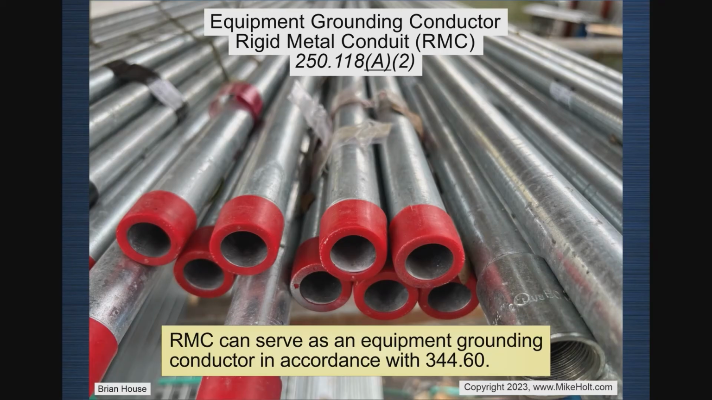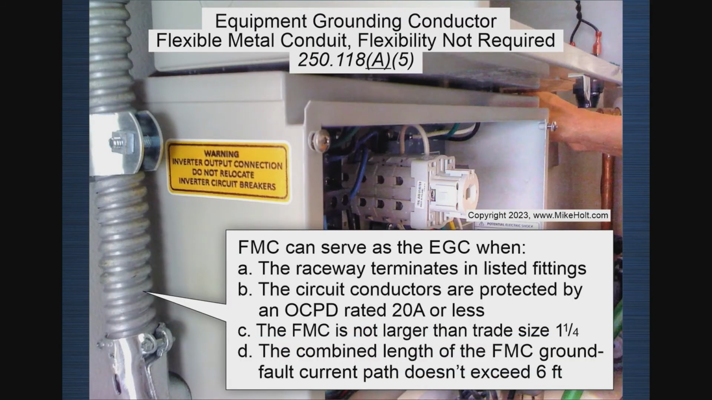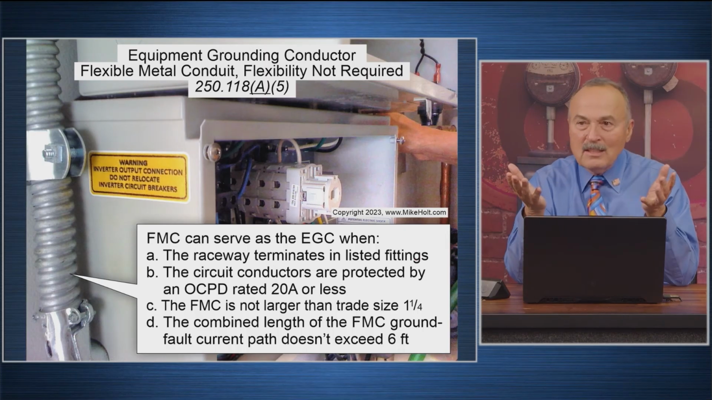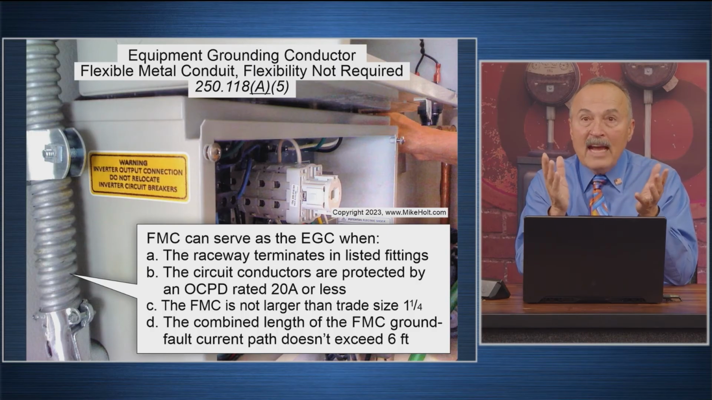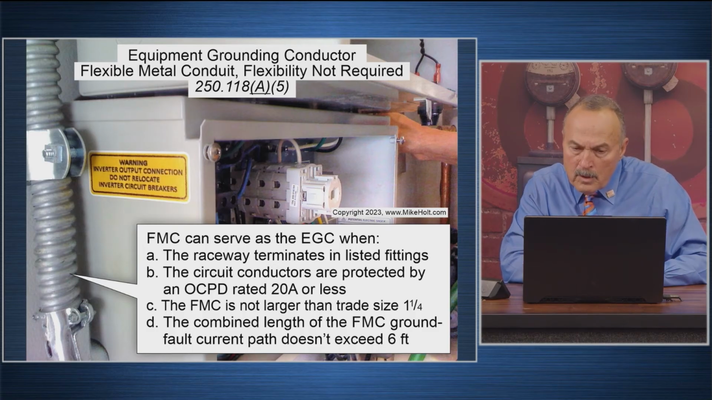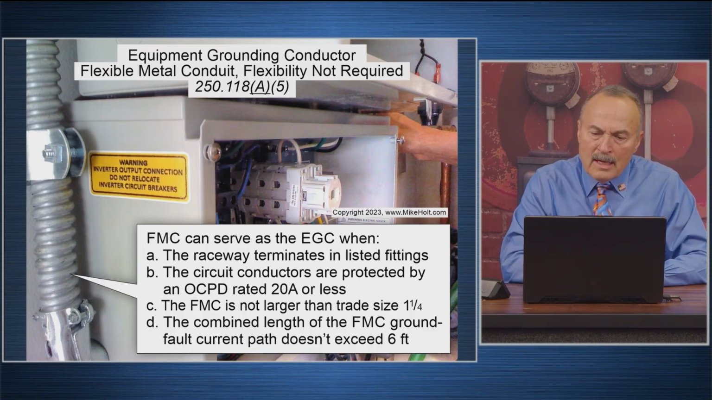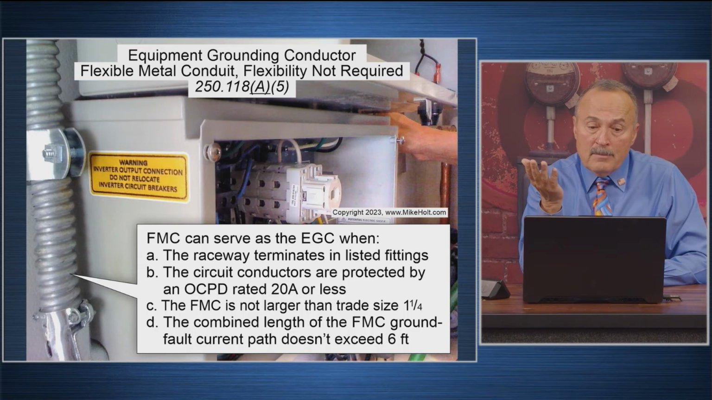Okay, all right, so we go back to where we got here. Okay, so this is what the code says is suitable. You don't need to put an equipment grounding conductor inside of a raceway for rigid, for IMC, for EMT, flex. Here are the conditions on flex. You can use flex if the raceway terminates in listed fittings. Okay, well, what do you mean if the raceway terminates in listed fittings? The fittings are listed. So if they terminate in fittings, okay, well then why are you even saying it? Okay, fine. We'll still leave it in there. The circuit is protected by an overcurrent device rated 20 amps or less. Okay, so if it's not more than a 20 amp circuit, you're fine.